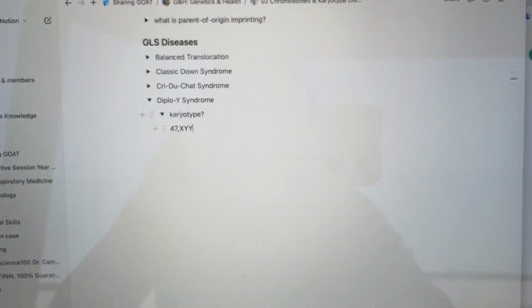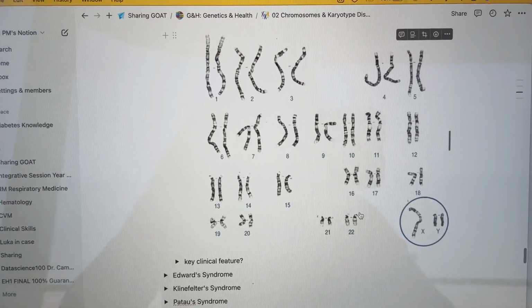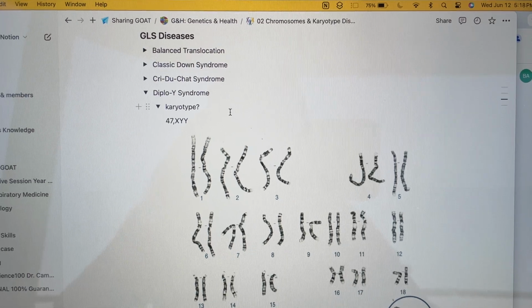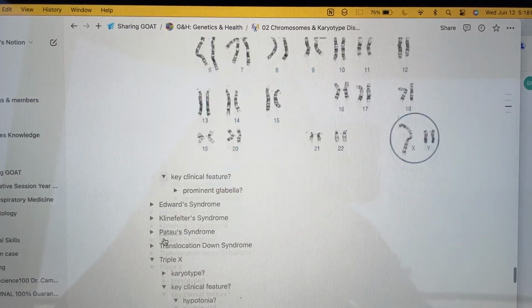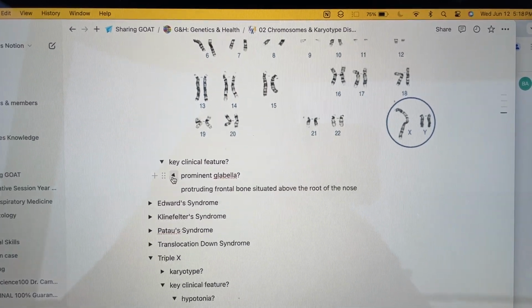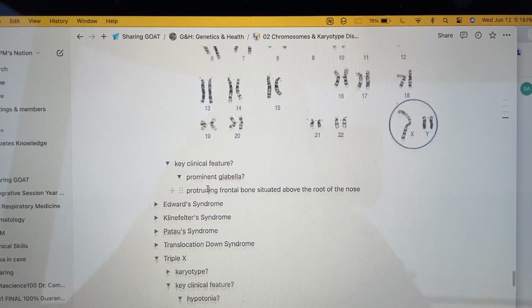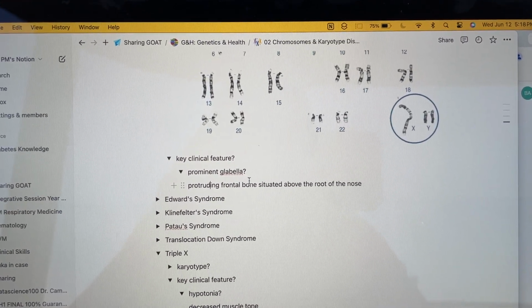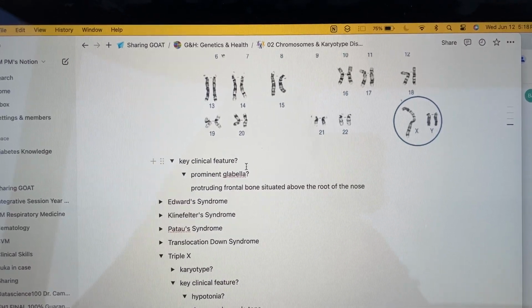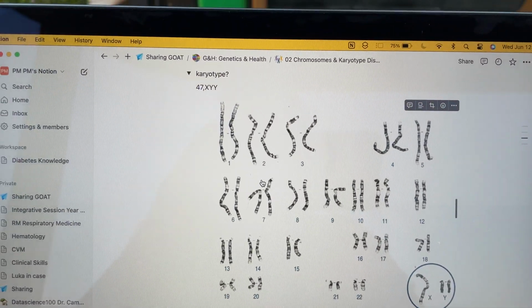Maybe a karyotype for diplo Y could be 47,XYY. Maybe an MCQ, like it could be a picture of this and then what is it? So it'd be diplo Y. And then some key clinical features. Notice how there isn't a lot. There's only one or two key clinical features. There's a lot of features such as macrocephaly, such as enlarged head, that kind of overlap. But here we have prominent glabella, so protruding frontal bone situated above the root of the nose. The GLS was so good for this week, and it really focused on this, so I do that.